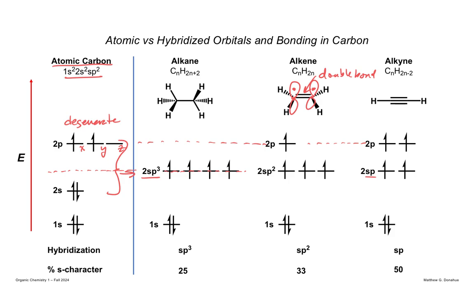So structurally, when you're looking at alkanes versus alkenes versus alkynes, just by the counting, if there's 4 sigma bonds, it's sp3 hybridized and it's tetrahedral. If there's 3 sigma bonds plus a pi bond, it's sp2 hybridized, it's trigonal planar. 2 sigma bonds, 2 pi bonds, it's sp hybridized and it's linear.